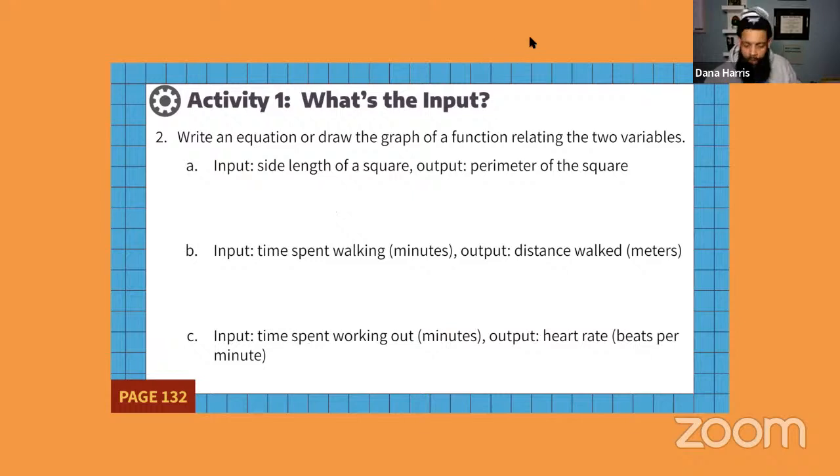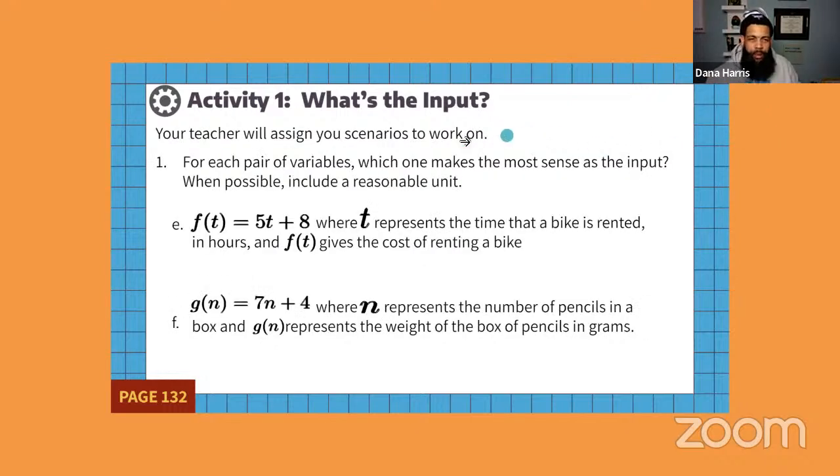All right. I think we have another activity on this. We do. We have an activity 2, which is on page 133. All right. So I'm probably going to do more talking on this one.